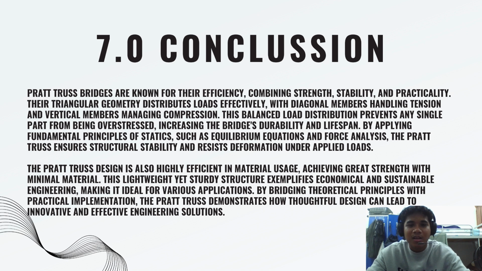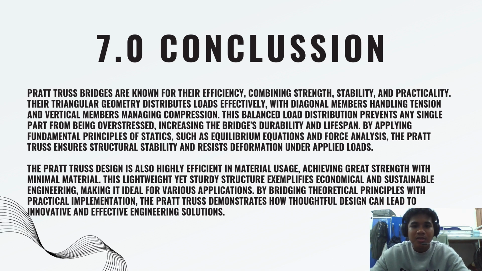Allow me to conclude with some of the salient features of the Pratt truss bridge. In reality, they are pretty brilliant because of their efficiency, strength and stability. Their triangular geometry offers balance when loading: diagonal members take up the tension and the vertical members deal with compression. With such strategic design, no element is overly strained, hence elongating the life of the bridge. By implementing the principles of statics with regard to the equilibrium equations and analysis of force, the Pratt truss provides good distribution of force and stability under the applied loads.